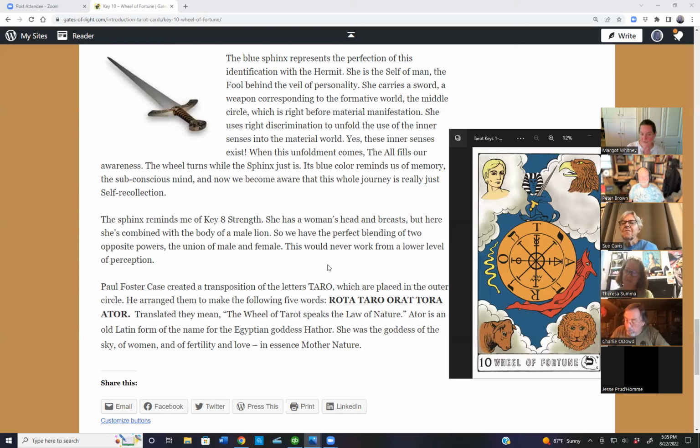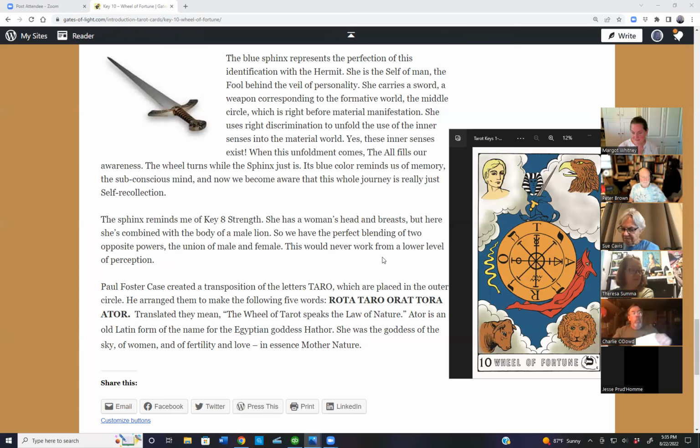Ator is an old Latin form of the name of the Egyptian goddess Hathor. She was the goddess of the sky, of women, and of fertility and love. In essence, Mother Nature. So there you have the Wheel of Fortune.